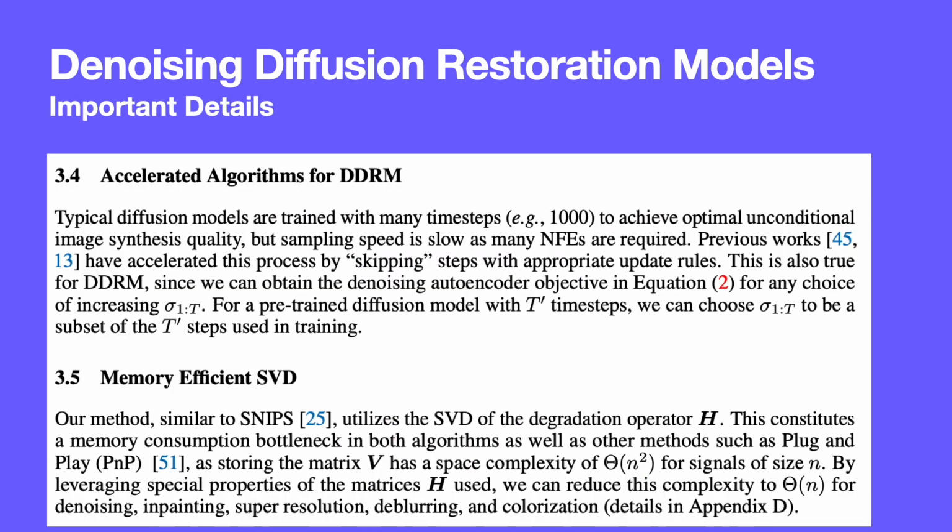And it's also important to note that they use accelerated DDPM by skipping some of the steps by appropriate update rules, since otherwise diffusion models would be extremely slow. And also they use memory efficient SVD. They do not use matrix multiplication directly. Rather, after analyzing U and V matrices for different H matrices, they use appropriate efficient operations instead, and they mitigate the downsides of the diffusion models with these two details.